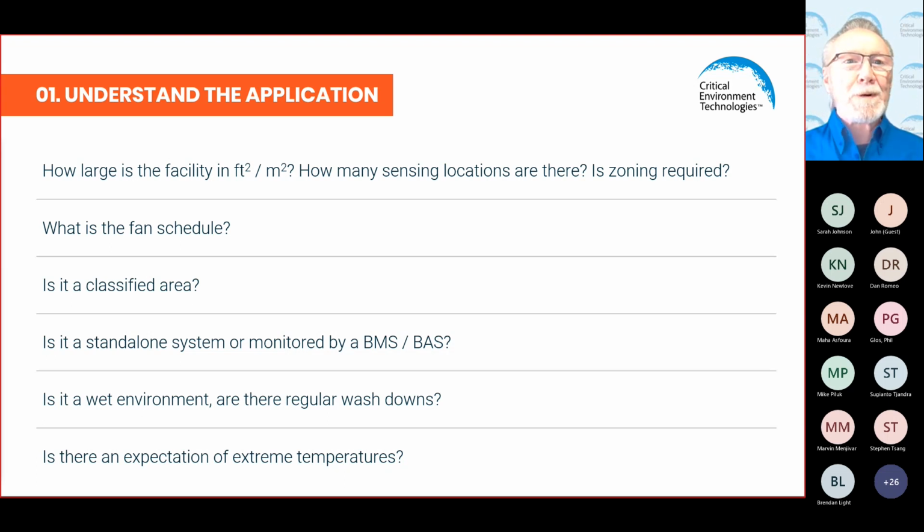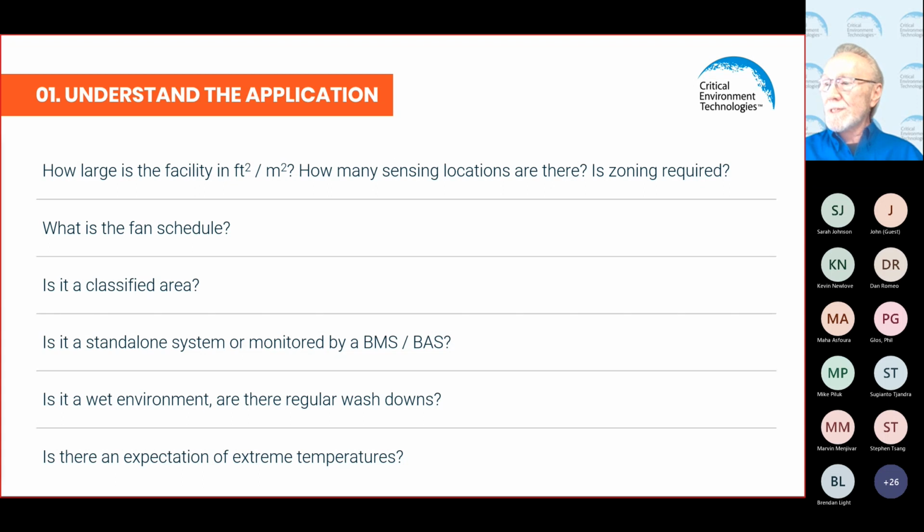How are the fans being operated? What's the fan schedule? Are these fans on VFDs? Are they direct drive motors? Are they ECM motors? Are the fans actually being operated by the building automation system? And my gas detection system is just telling the building automation system when they should bring on the ventilation.